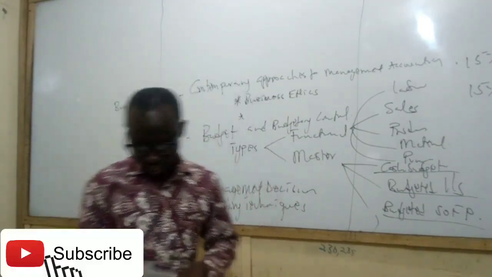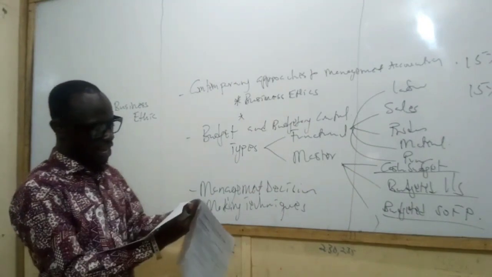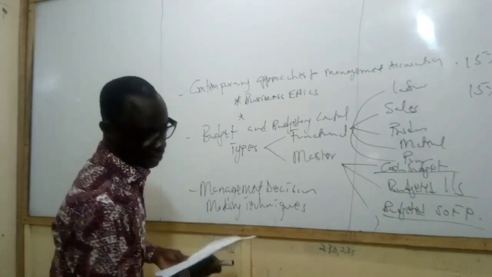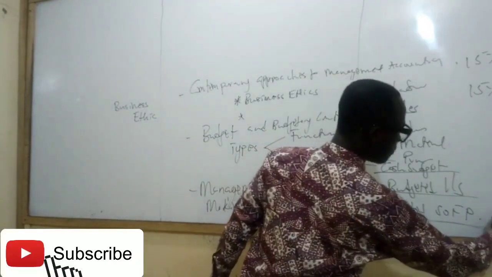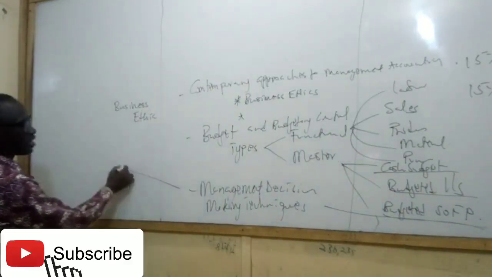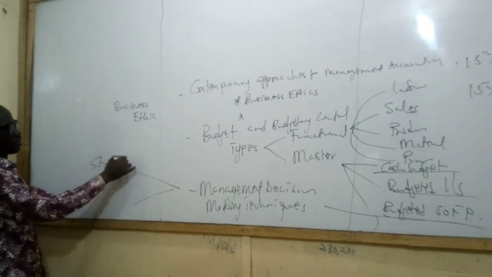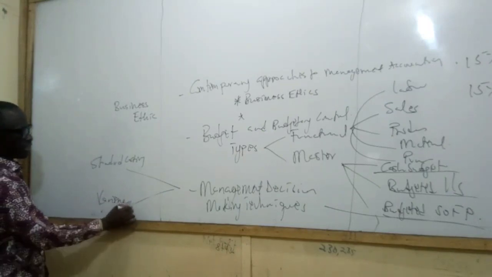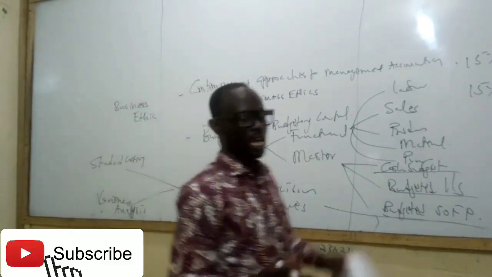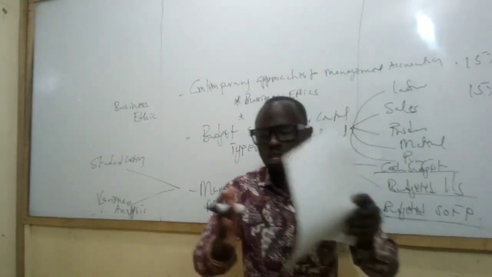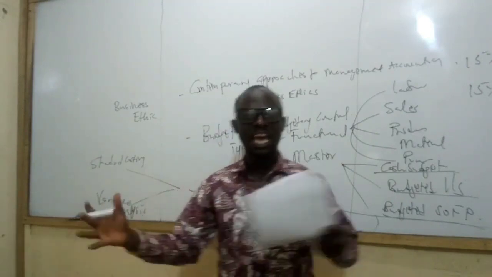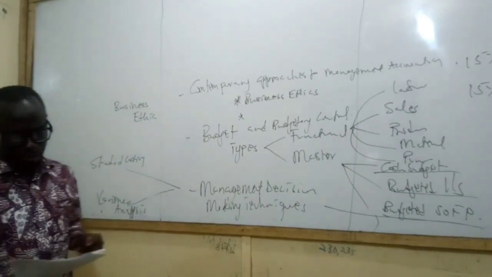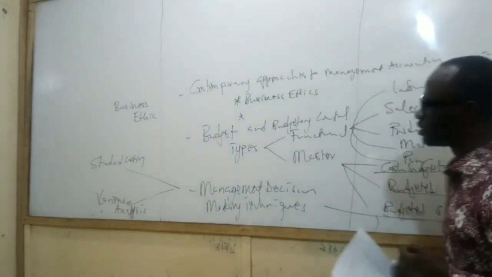Management decision-making techniques. This is where we'll be discussing issues in relation to standard costing and then variance analysis. That is also a syllabus weighting of 15%. So here we'll be dealing with standard costing and then variance analysis, a very fundamental aspect of the job of the management accountant. How you compare actual cost or actual results against budgeted results, and then investigate the reasons for the variances. So that is what we'll be discussing typically under management decision-making techniques. So that's the third thing.